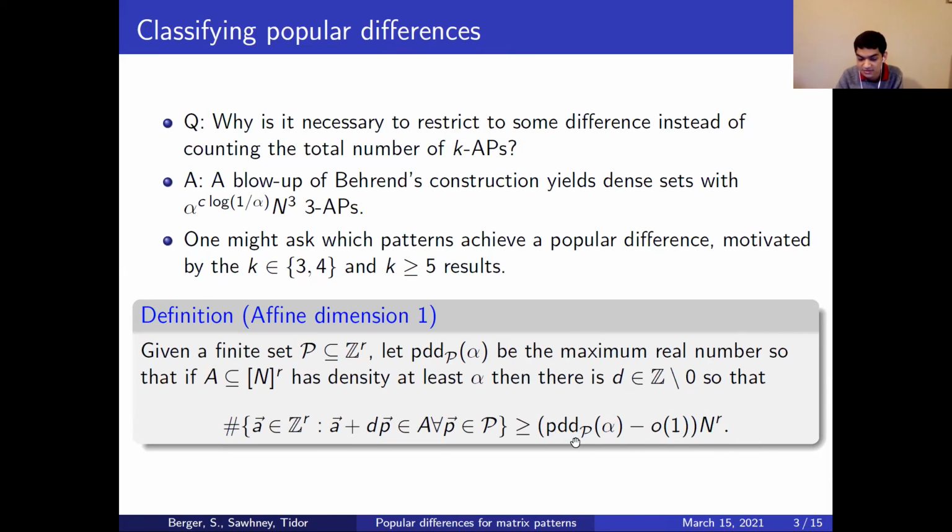many starting points. So the results from earlier of Green and Green–Tao did this in R equals 1 with P equals {0, 1, 2} or {0, 1, 2, 3}. They were actually able to show that this PDD value was equal to alpha to the power of the size of P, which is, you can convince yourself, the best you could hope for by taking a random set.